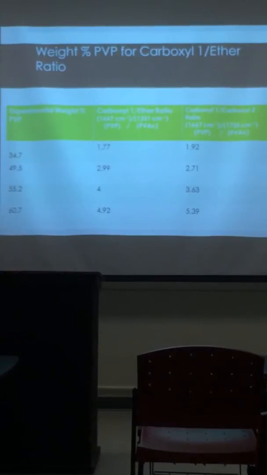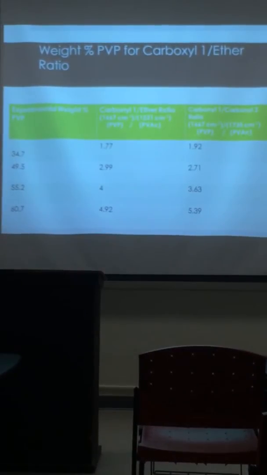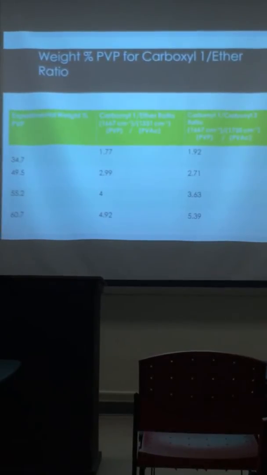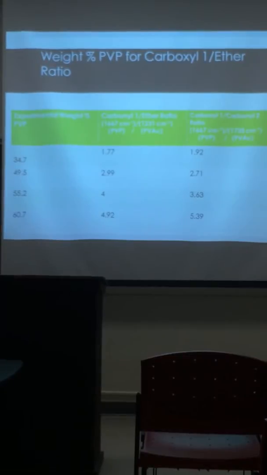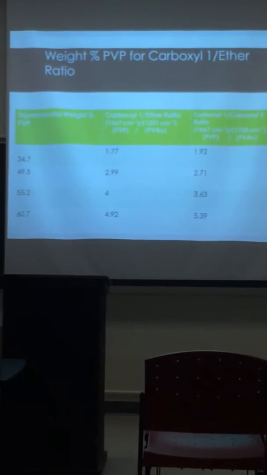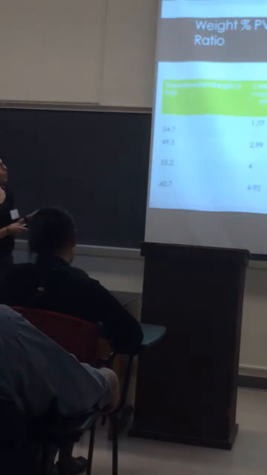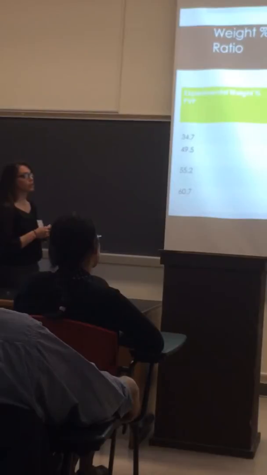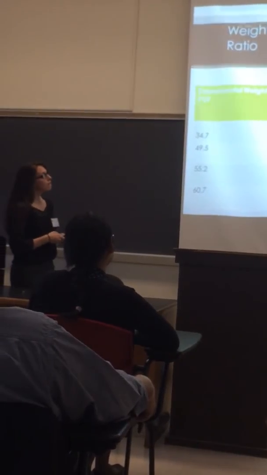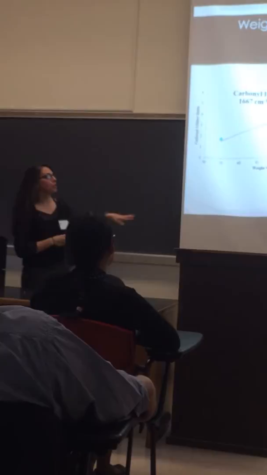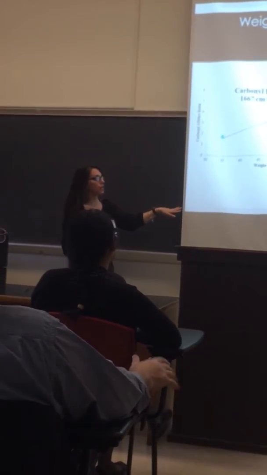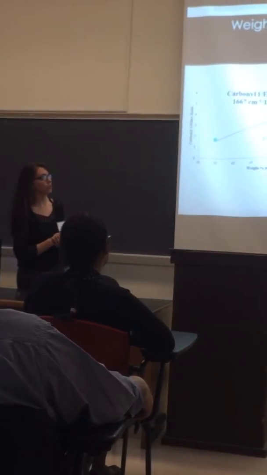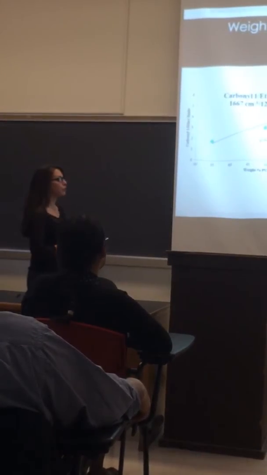So for this part of our study, we looked at 2 different ratios. Here you have the experimental weight percent of PDP ranging from about 30 to 60. Our first ratio was the carbonyl 1 from the PDP versus the ether from the PDAC. And our second ratio was the carbonyl 1, from the PDP, and the carbonyl 2 from the PDAC. Based on these graphs, you can see that the carbonyl 1 versus ether ratio gave us a stronger correlation with a 0.96 correlation coefficient as compared to the carbonyl 1 carbonyl 2 ratio, which only gave us a correlation coefficient of 0.82.